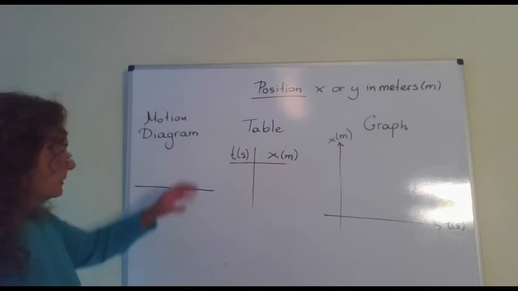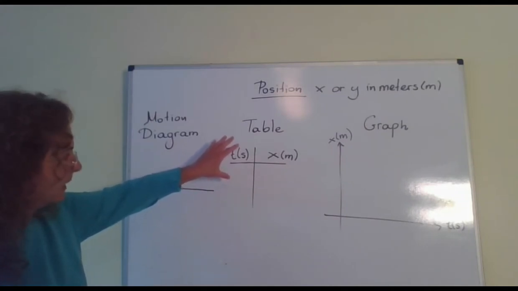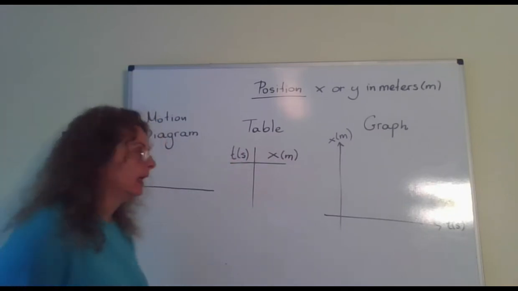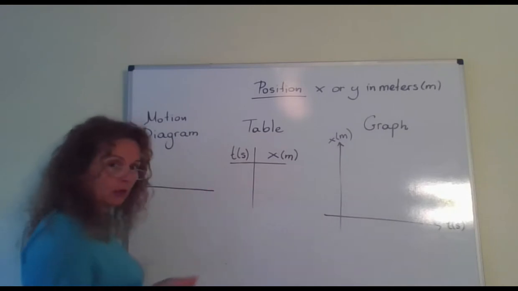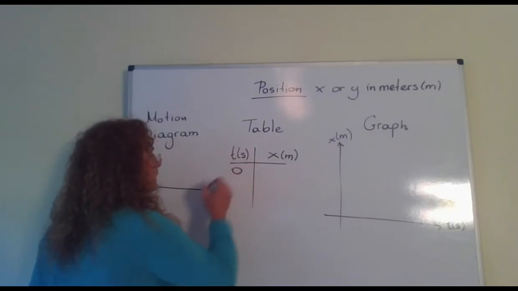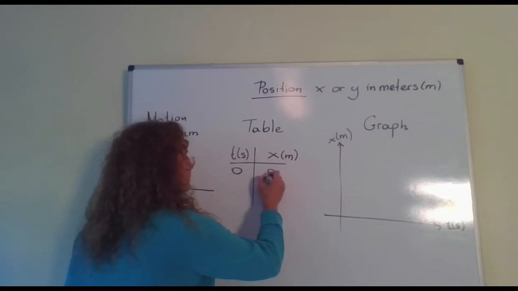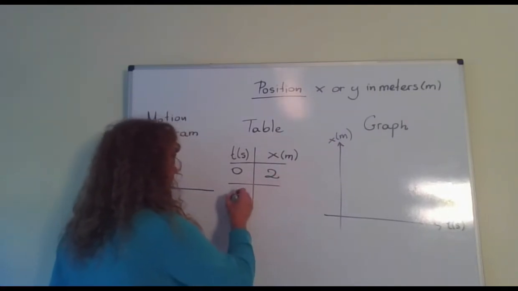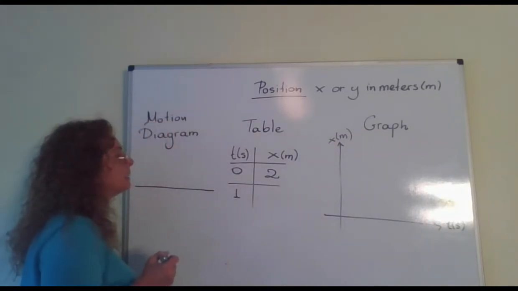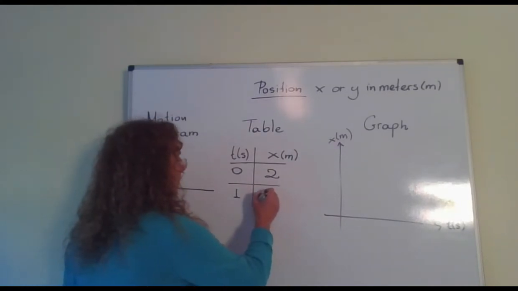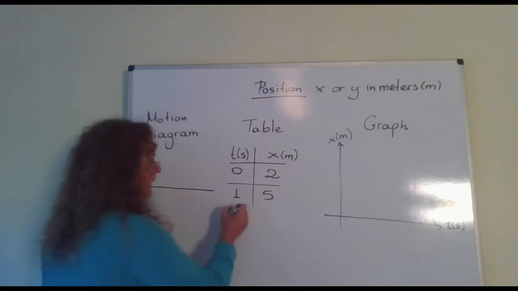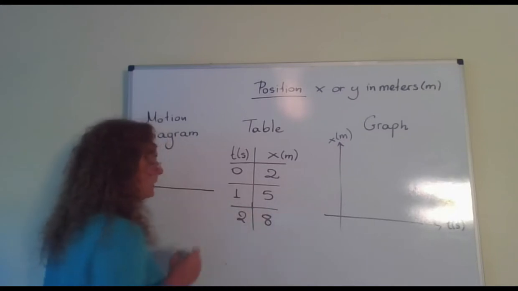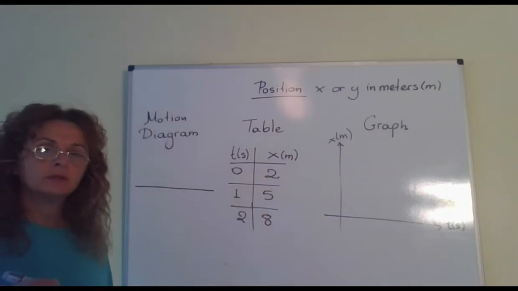Just to start, let's talk about a change happening in a table. So let's say that something is moving, and when we start observing at time 0, it is 2 meters away from the origin. And then after another second, I see this object being at 5 meters away from the origin. And then in another second, let's say that it is at 8 meters away from the origin.